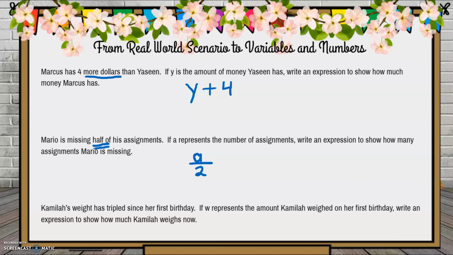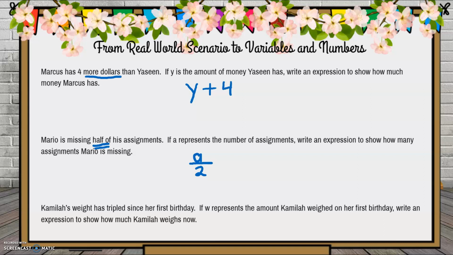Okay, so for example, what if his teacher gave him 20 assignments and he's missing half of them? 20 divided by 2 equals 10, right? So A could represent any number, but we know whatever A is, we got to divide it by 2.